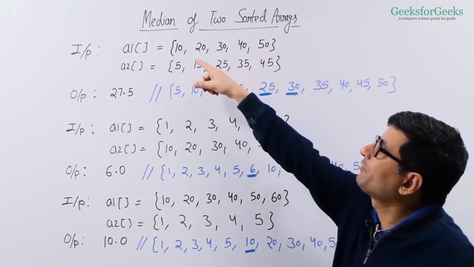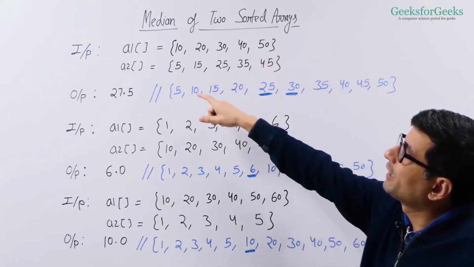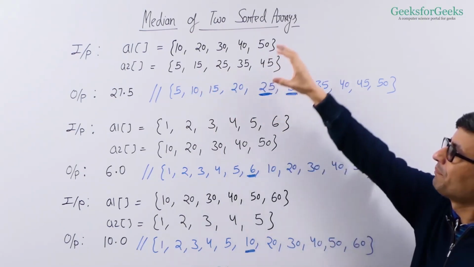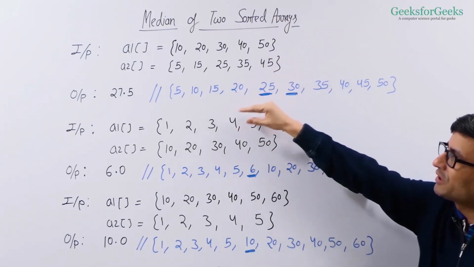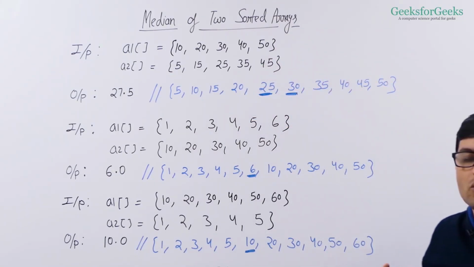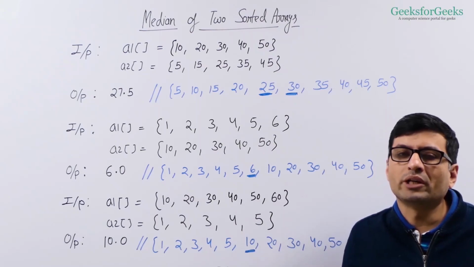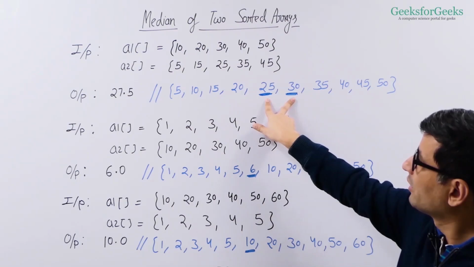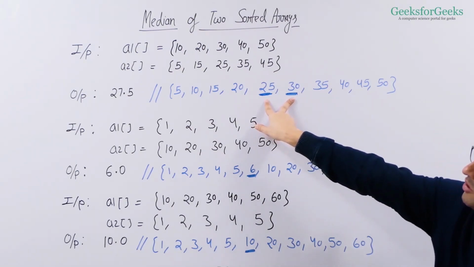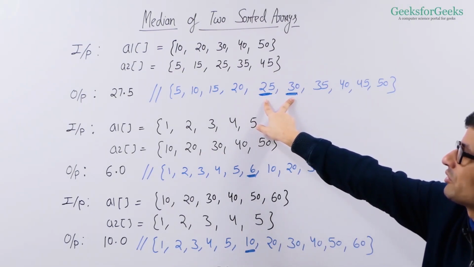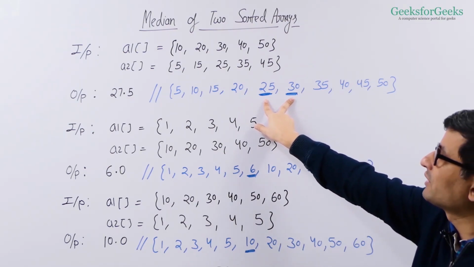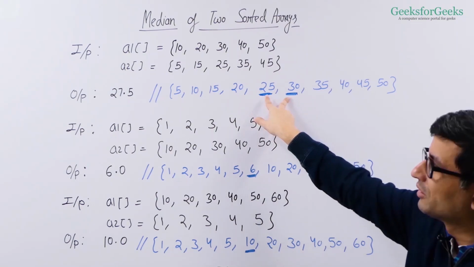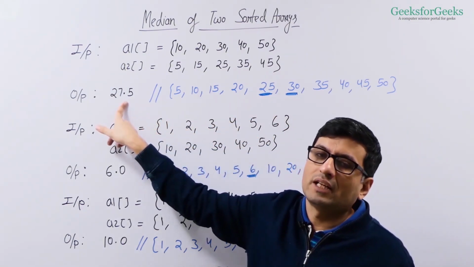We have the first sorted array with elements 10, 20, 30, 40, 50 and the second sorted array as 5, 15, 25, 35 and 45. Now if I combine these two sorted arrays and make one sorted array, whatever element or elements come into the middle are called the median. In this case, we have two elements in the middle. Half of the elements are smaller than these two elements and half of the elements are greater than these two elements. These two are the middle. So our answer is the average of these two elements, which is (25 + 30) / 2. So we have written 27.5 as our answer.